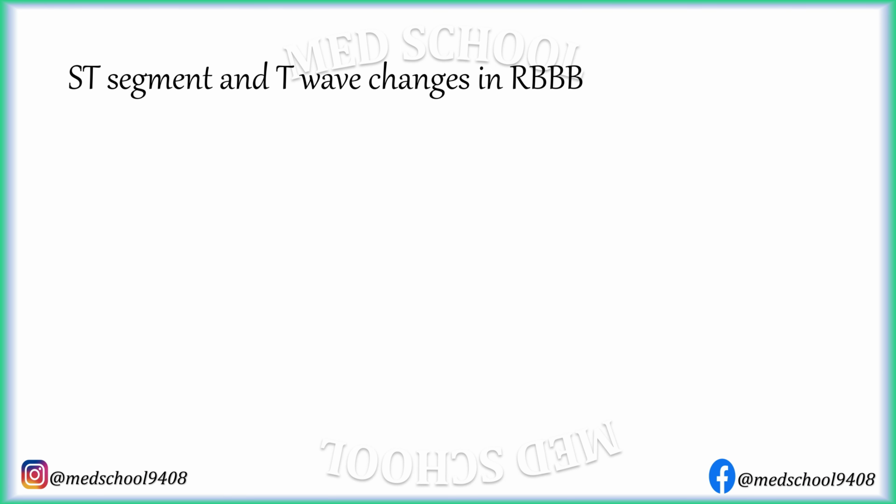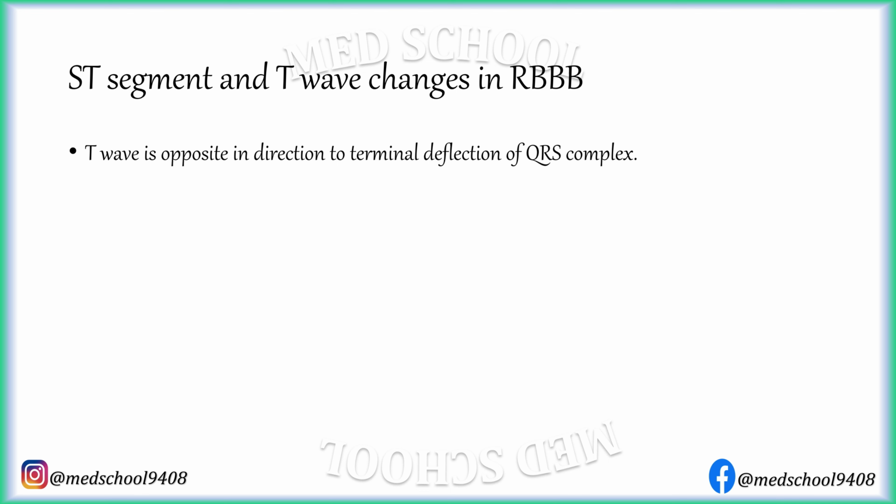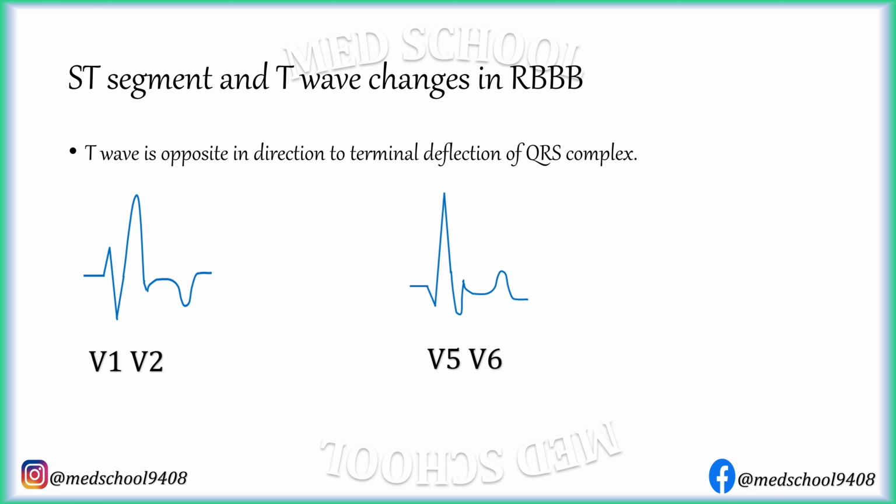In RBBB, T wave is opposite in direction to terminal deflection of QRS complex. In lead V1 and V2, terminal deflection is R' wave, which is upright. Hence, T wave is inverted. In lead V5 and V6, terminal deflection is S wave, which is negative wave. Hence, T wave is upright. ST segment can be mildly displaced in the direction of T wave, that is depression in lead V1, V2 and elevation in lead V5, V6.